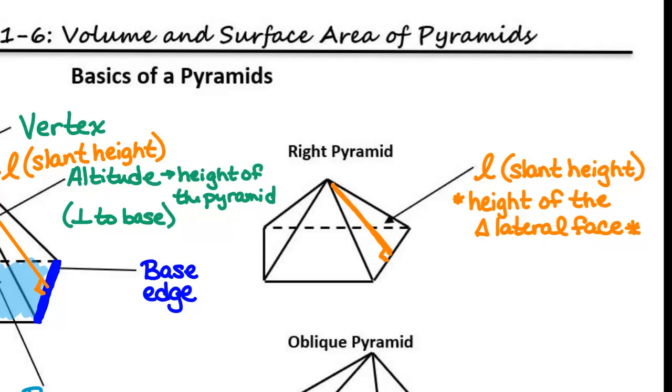So on my little square pyramid here, the slant height would start at the vertex. It's going to go down this sloped side that's a triangle, and it's going to make a right angle where it hits that base edge. So if I look at it just as a triangle, it's the height of that triangle.